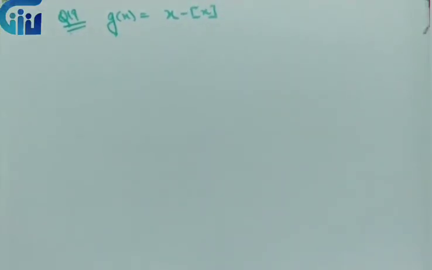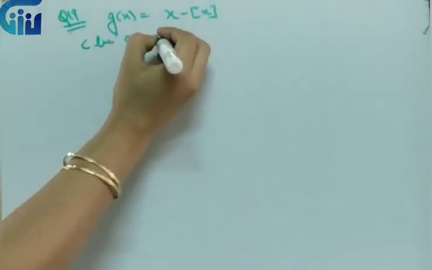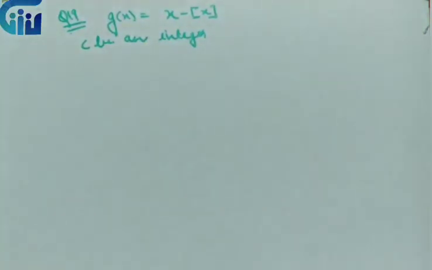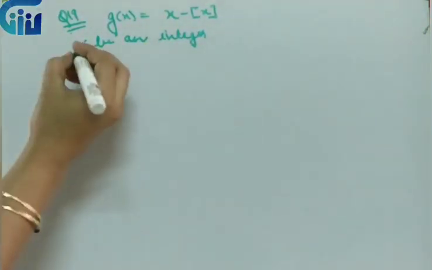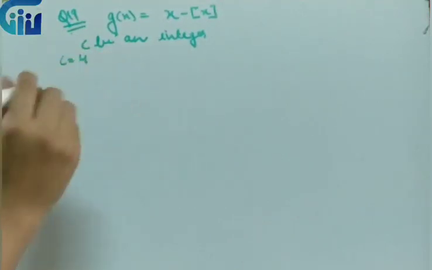Okay, now let's take C to be an integer. I'll explain it with an example so that the concept is very, very clear, because this is very important. So if C is an integer, let's say C is 4.